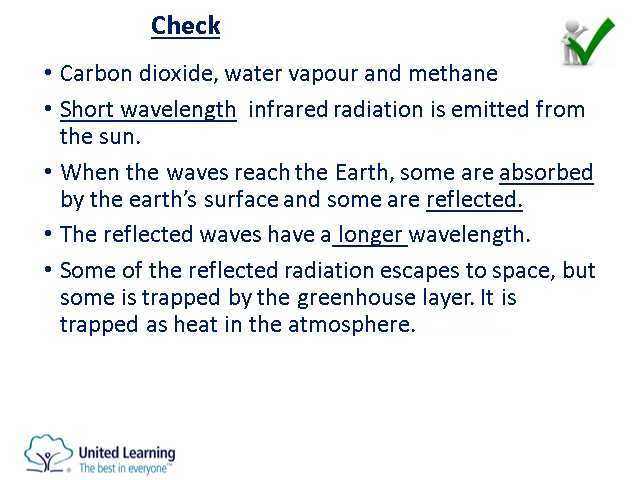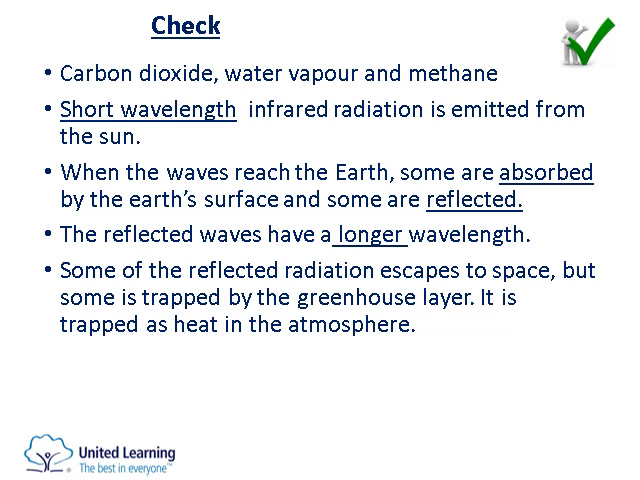So the layer of greenhouse gases around the Earth is formed of carbon dioxide, water vapour and methane. So notice how I've underlined the key terms which I need to include in my answer. So I've got short wavelength infrared radiation is emitted from the sun. When they reach the Earth, some is absorbed by the surface of the Earth and some is reflected.